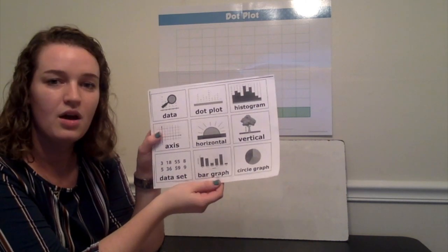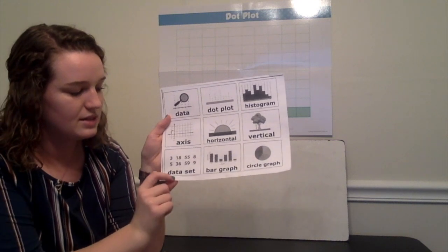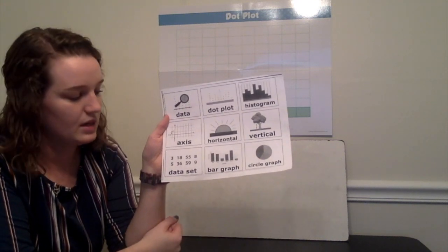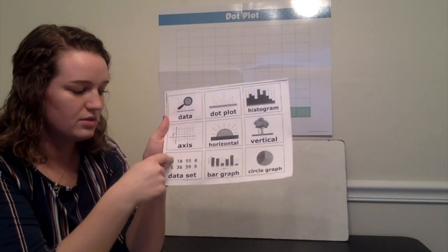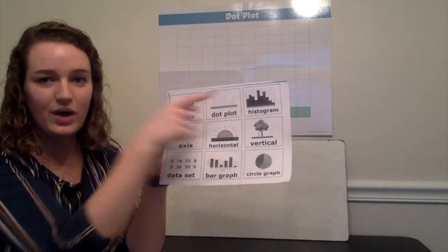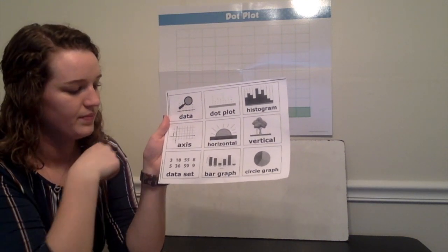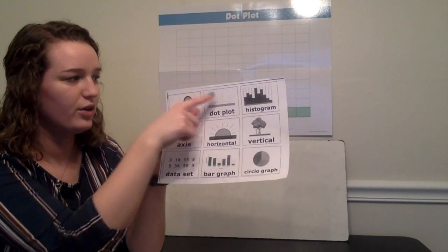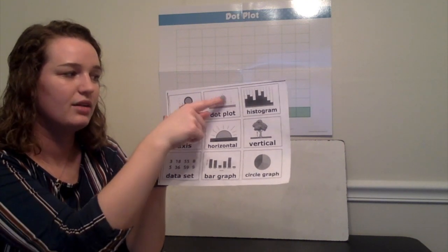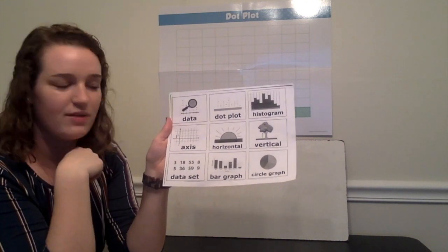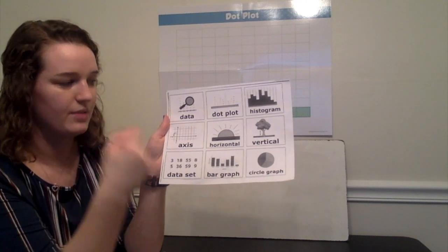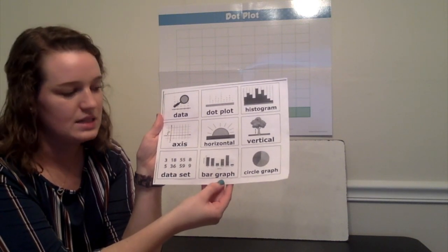Okay. Our next word is data set. Data set is all the numbers that go into our graphs, like that. So this data set you could put on a graph, and that will then be your data on one of the graphs. Okay? Next is a bar graph.